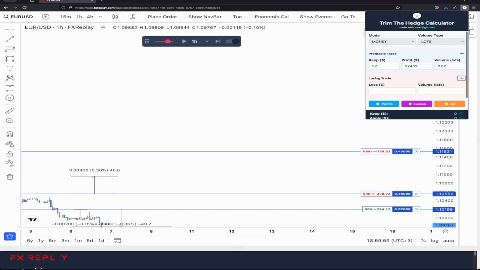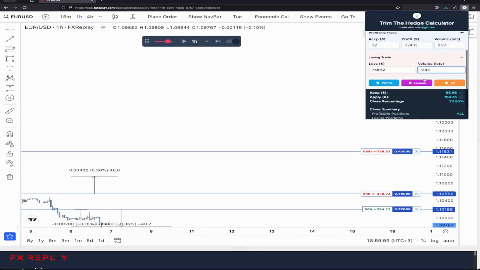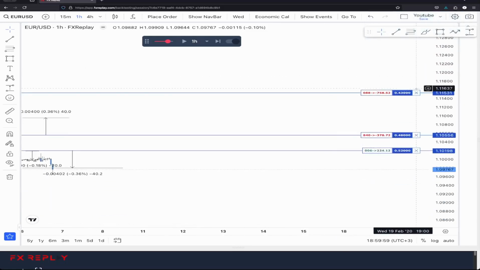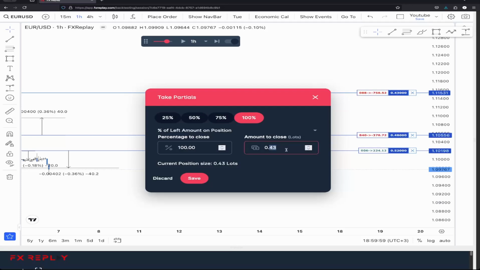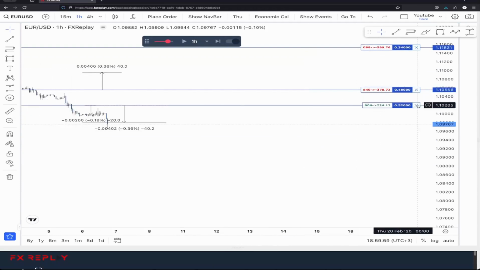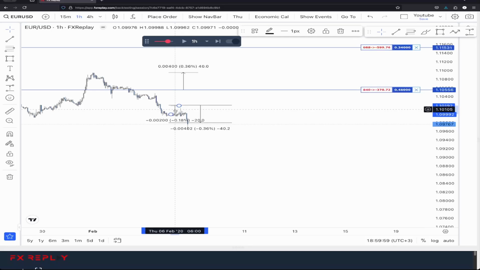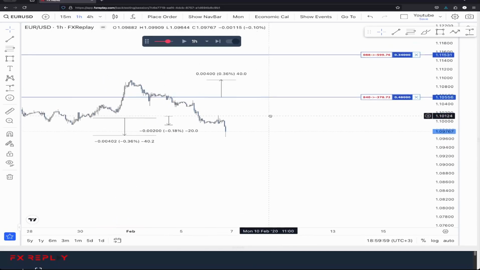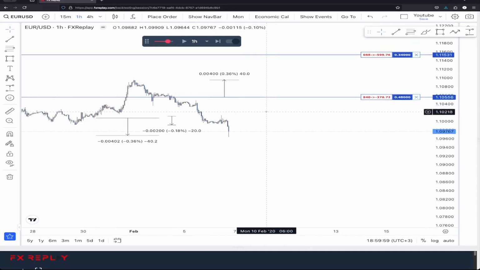So 0.52, and then we have a 758.52 loss, and it has a volume of 0.43. We are closing out again 0.09. That's about 20% close, and then we close 100% of this. Remember, just dancing with the numbers.